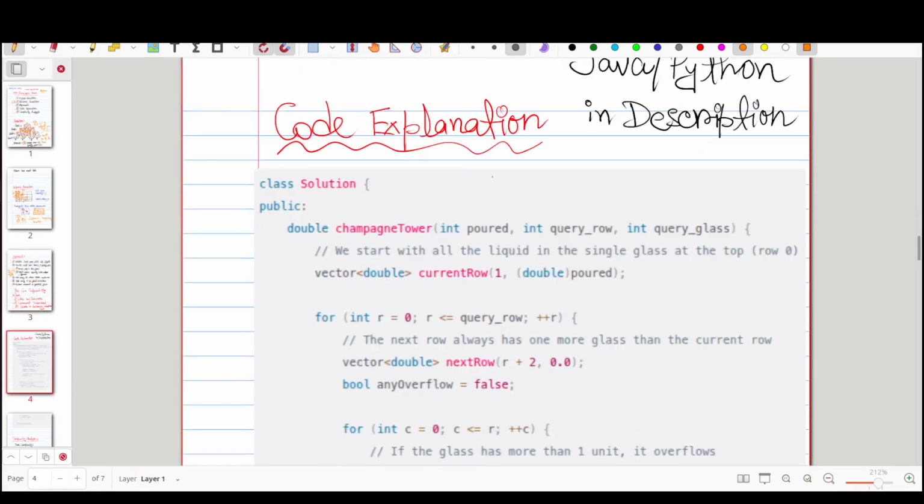So the coding part is fairly simple. I will explain the code in C++, plus Java and Python code is in the description. These have exactly similar structure, so you can refer to those and you can easily understand if you are able to understand the approach part.